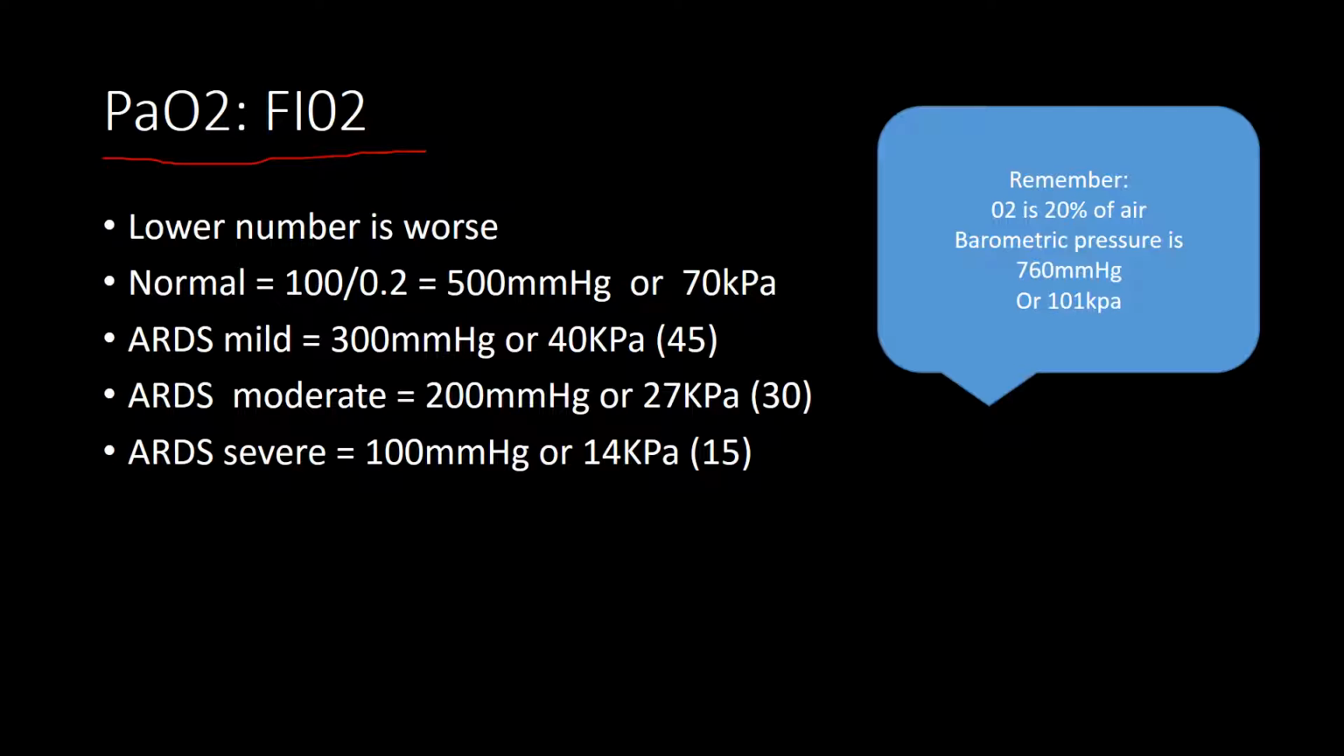So mild ARDS is 300, moderate is 200, and severe is 100, or 40, 27 and 14. That's hard to remember, so I do remember the millimetres of mercury, even though being British we do tend to use the kilopascals.